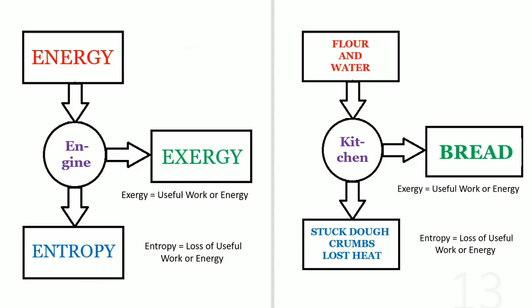The heat reservoir contains energy, which, after being put through the engine, puts out exergy. Exergy is energy or work that can be used in another process. The cold reservoir contains the entropy derived from accessing the exergy. This is much like if one were to use flour and water in their home kitchen to make bread, which always leaves some dough stuck on the bowl and spoon, crumbs after it is baked, and makes the kitchen a little hotter.